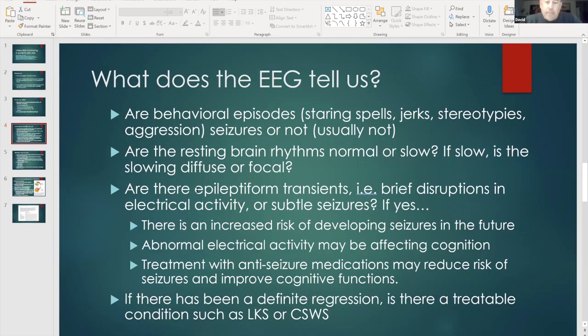Finally, are there epileptiform transients or epileptiform discharges? These are brief disruptions in the electrical activity of the brain. They're oftentimes short, on the order of half a second or so, but they can be quite frequent. They can occur multiple times per second in extreme cases. But most of the time when we see them in the setting of autistic spectrum disorder, they're occurring sporadically, once every 3 or 4 minutes during sleep.